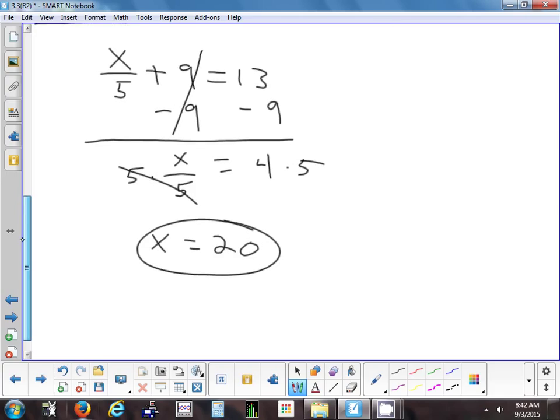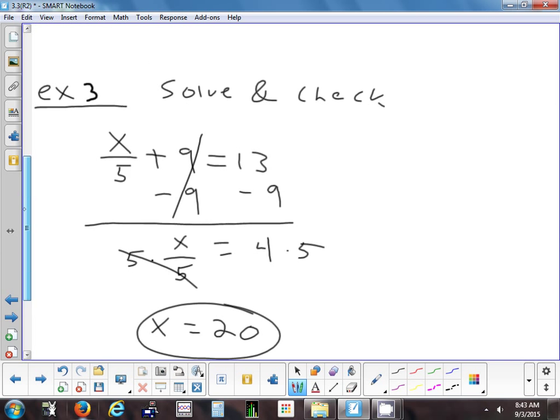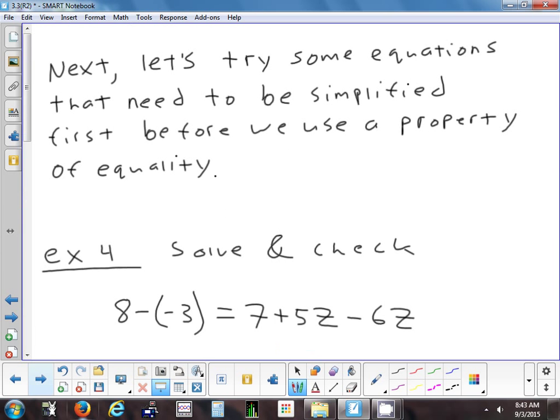Okay, does anybody need me to check that one? Okay. If you want it, you could, but if you check it, it's going to work fine. Plug in 20. 20 divided by 5 is 4. 4 plus 9 is 13. It would check. It does work. Okay. So that was example 3. Let's take a look at this one.